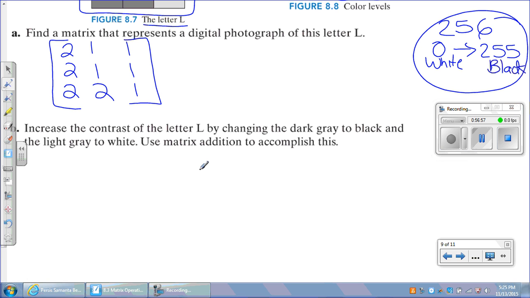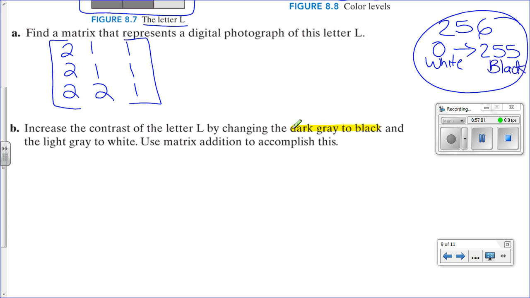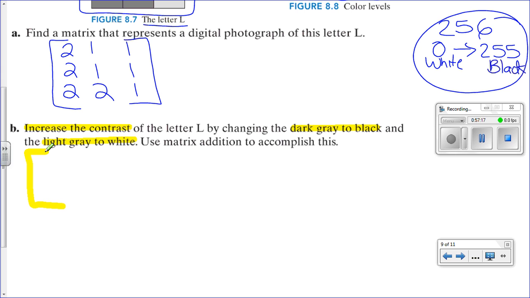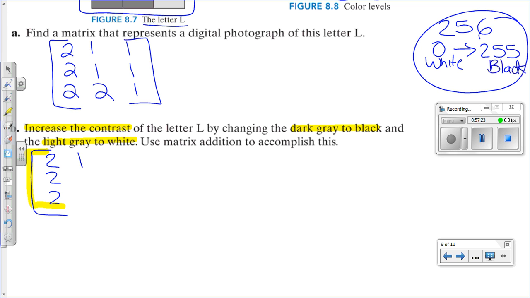So like I said, we're going to change the dark gray to black. We're going to make it darker. And the light gray to white. That's how you increase the contrast. You make the two shades more distinct. So we have the matrix 2, 2, 2, 1, 1, 1, 2, 1.